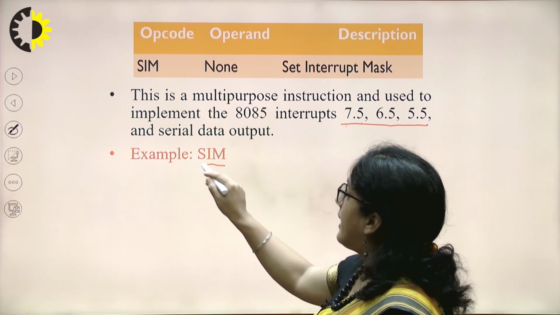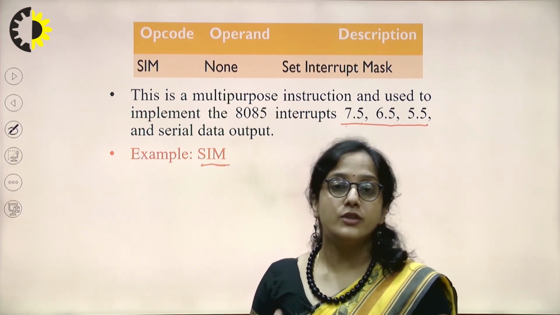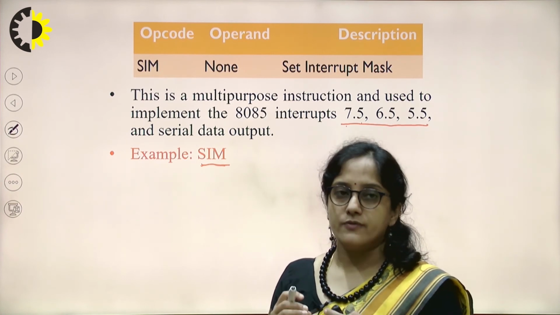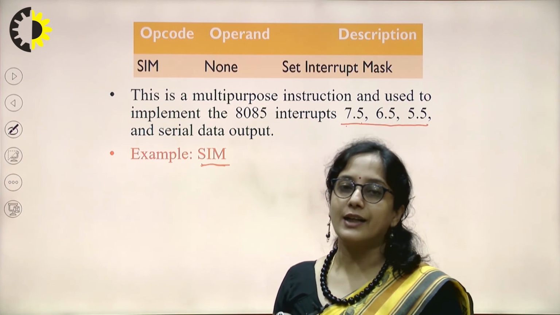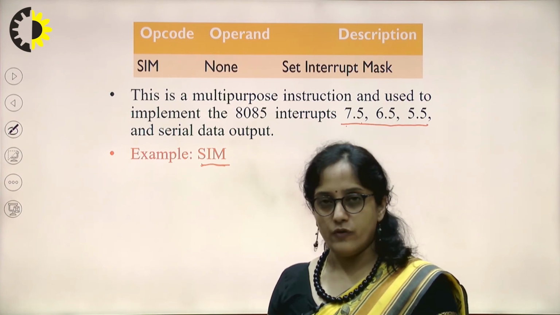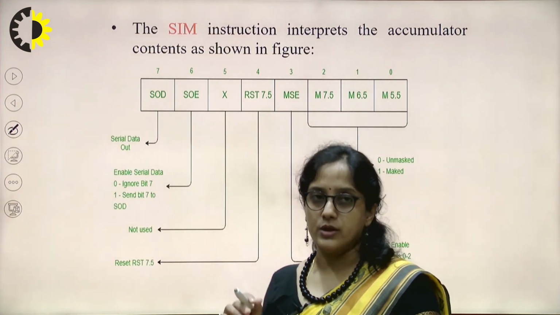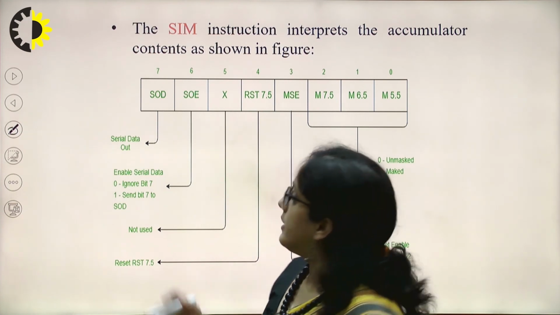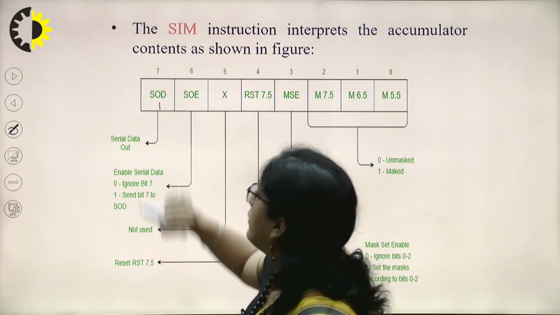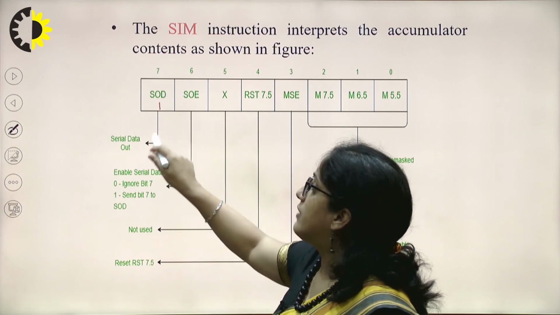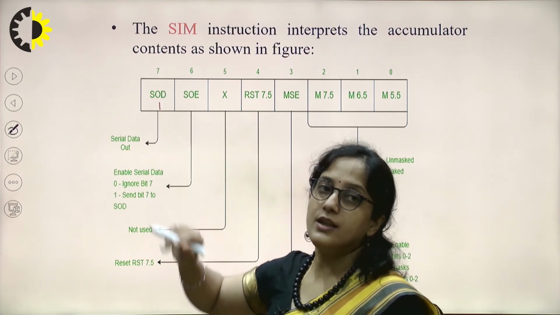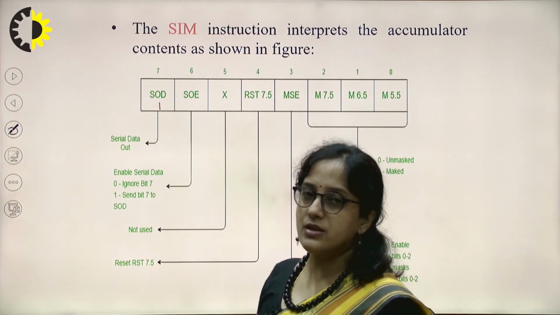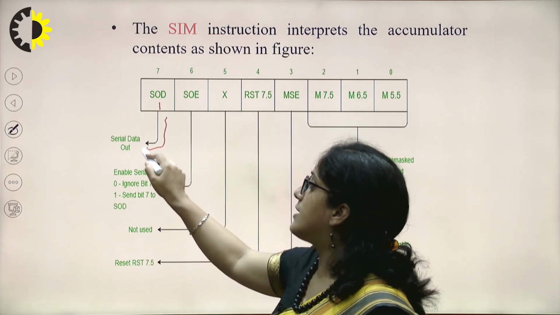If we write the instruction SIM, then before using it we have to initialize the accumulator, because whenever the SIM instruction is executed, whatever the content of the accumulator is gets used. For example, if I have to transfer 1 serially, then I have to store it at the D7 bit of the accumulator. That is SOD, serial data out, and I use the instruction SIM. This data will be output to the SOD line.